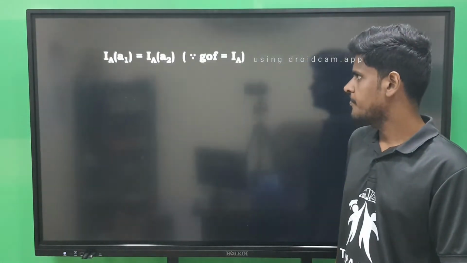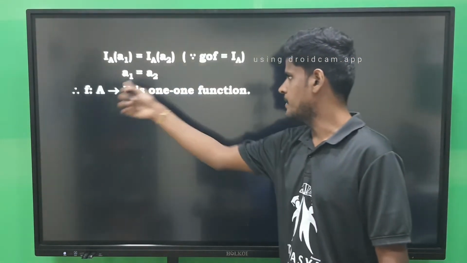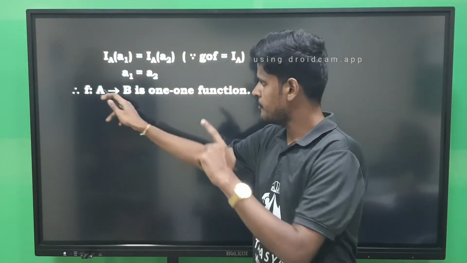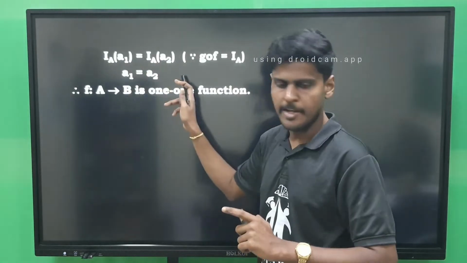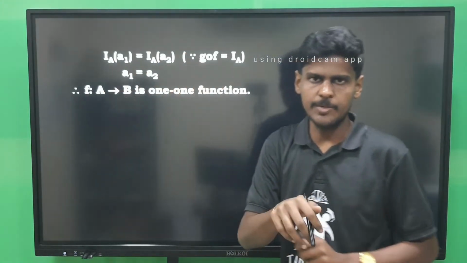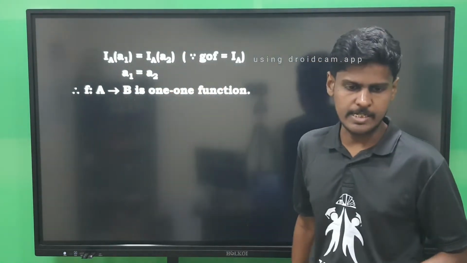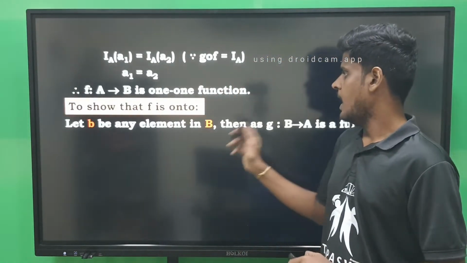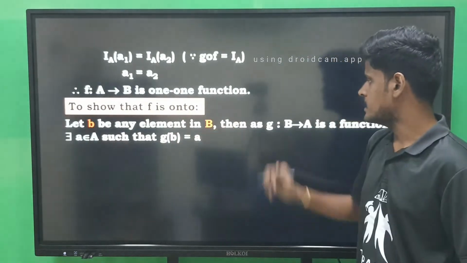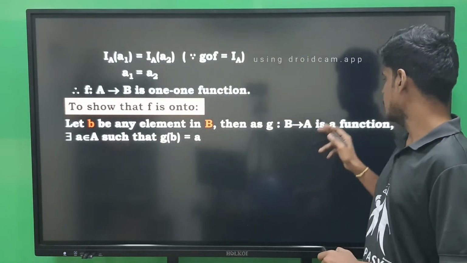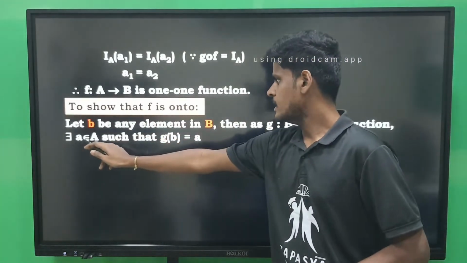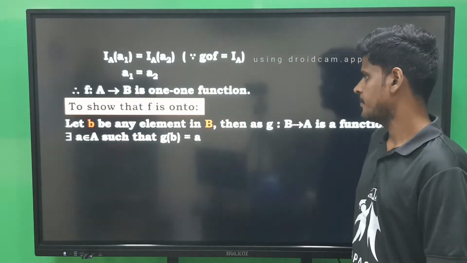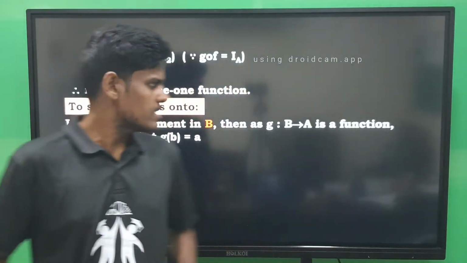That means a1 equal to a2 means this is a one-to-one function, because input of f is A. f of a1 equal to f of a2, a1 equal to a2, which means f is a one-to-one function. Now we should see if this is onto or not. Again, let b be any element in set B, then g is another function given, such that for every element in set A, g of b equal to a. We will assume this first.